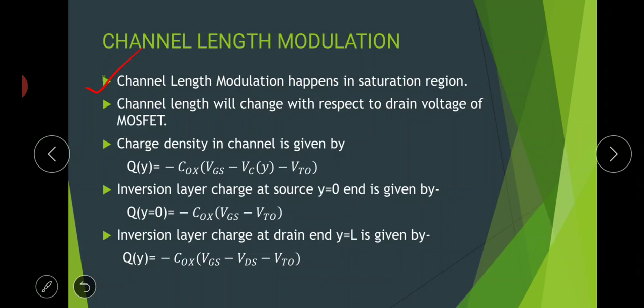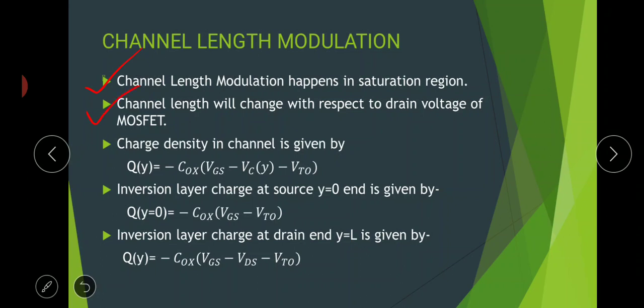If we increase the drain to source voltage in the saturation region, that is, increase it more than the drain saturation voltage, VDSAT, we observe that there is a decrease in channel length. So the channel length will change with respect to the drain voltage of the MOSFET.